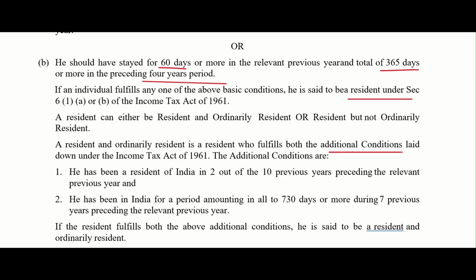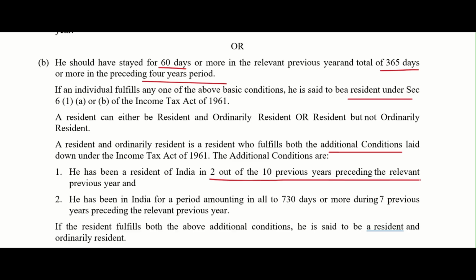Then only we can call him a resident and ordinarily resident. So the first additional condition: he has been a resident in India in 2 out of the 10 previous years preceding the relevant previous year. It means prior to the financial year or previous year, in a total of 10 years he should have been a resident in 2 out of 10 years, meaning any 2 years.